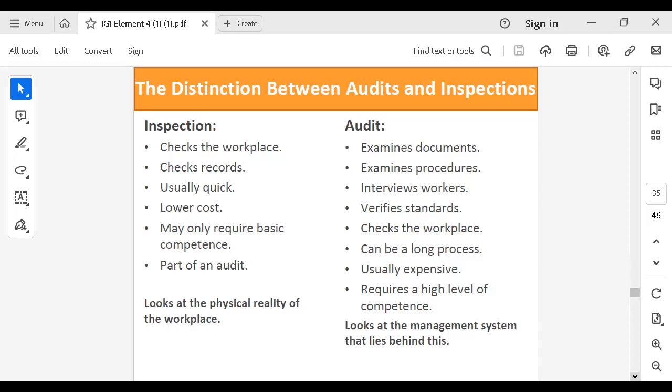But during the audit, we will examine the documents, examine procedures, interview workers, verify standards of the control measures, and check the workplace. It can be a long process. Usually audits are expensive, require a high level of competence, and look at the management system that lies behind this. The audits need experts, that is ISO 45001. The person who did the ISO 45001 can do the audits.